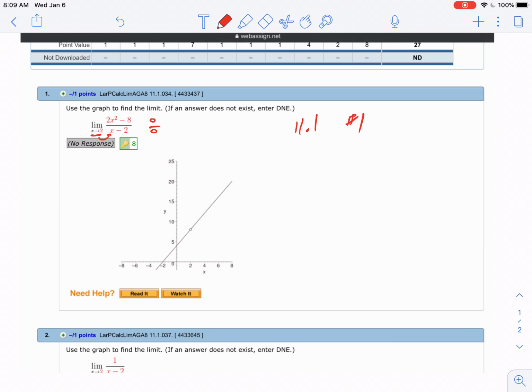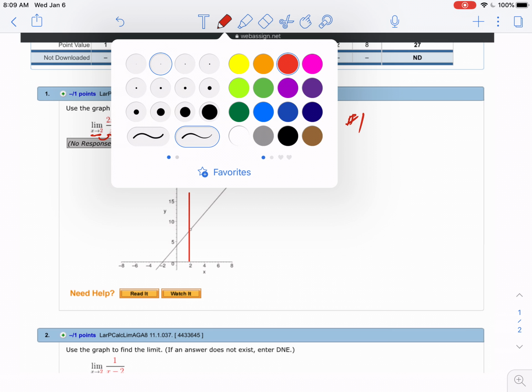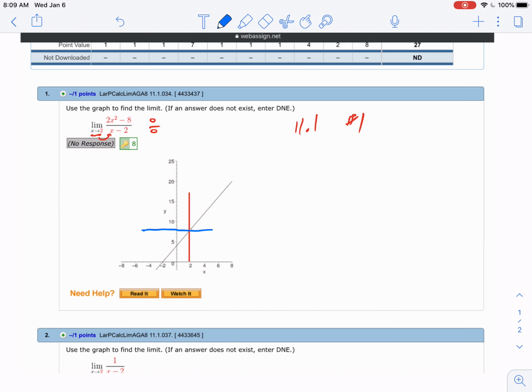And in chapter 11.1, our techniques are to look at the graph and to use our calculator to look at a table. So according to the graph, if I would come straight up and hit, that's the best I can do, and then I would go across and that's really the best I can do. It's hitting at 8. So if you just follow that bubble across, go up to where it hits, go across, it's hitting at about 8.